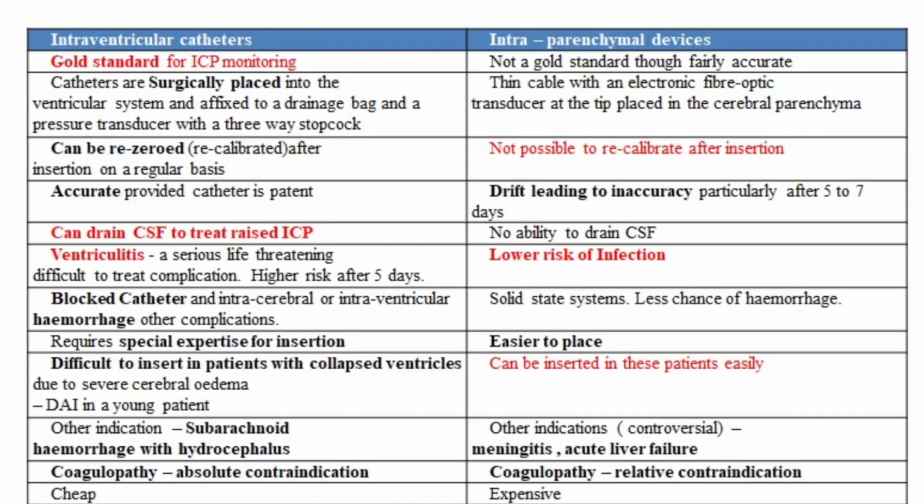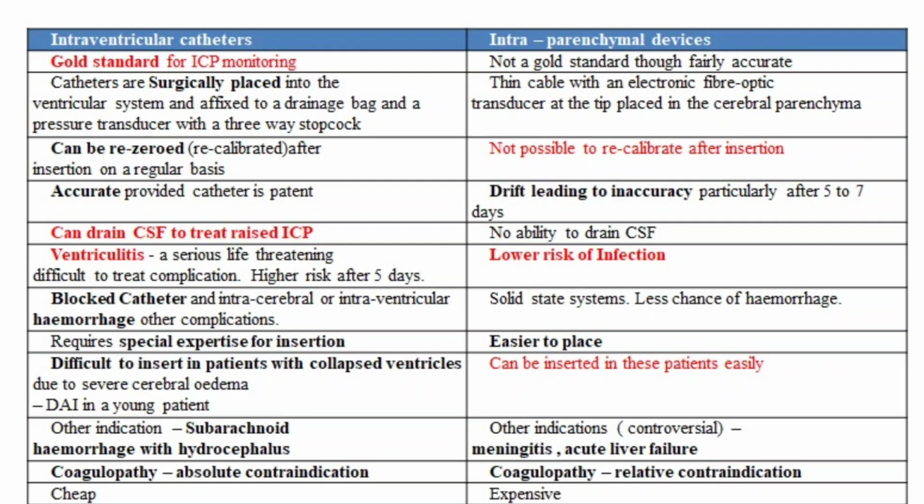So remember that intraventricular catheters are the gold standard for ICP monitoring, and they are very accurate but require special expertise for insertion. They are not very easy to insert, and you require a neurosurgeon. On the other hand, intraparenchymal devices are very easy to place and there is less chance of infection and hemorrhage while placement, but these devices are not so accurate and are very expensive too.